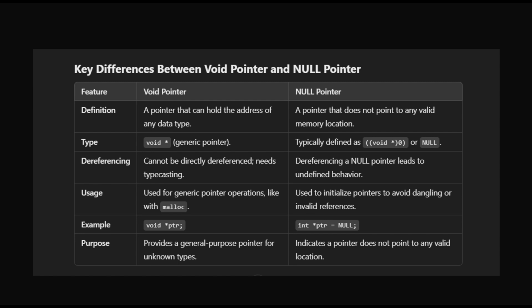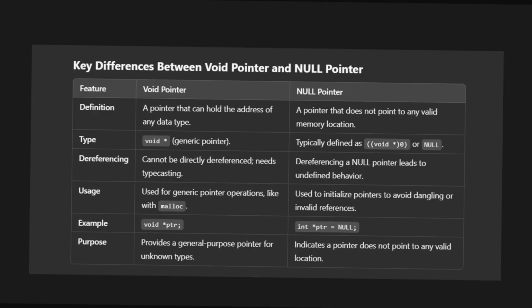On the other hand, a null pointer is a pointer that does not point to any valid memory location. It is used to initialize pointers when they are not assigned a valid address, avoiding dangling pointers or unexpected behavior. By understanding these differences, you can use pointers more effectively and avoid runtime errors in C programming.